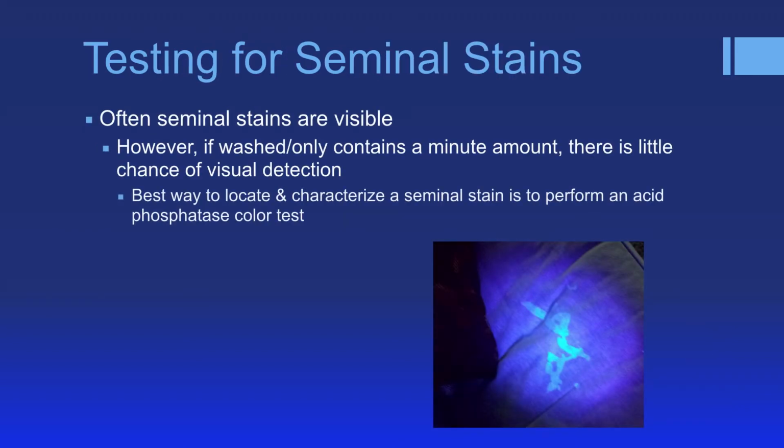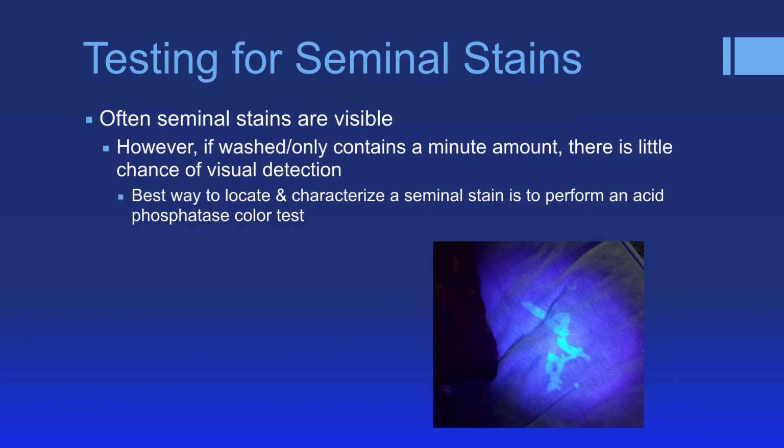Often seminal stains are visible. They exhibit a stiff, crusty appearance. However, if the item has been washed or only contains a minute amount, there's little chance for visual detection. And so the best way to locate and characterize a seminal stain is to perform an acid phosphatase color test.